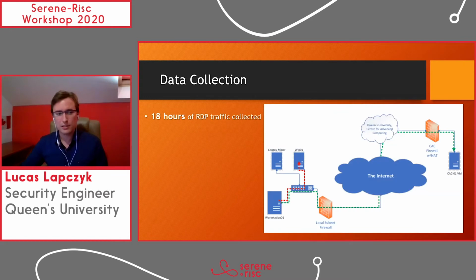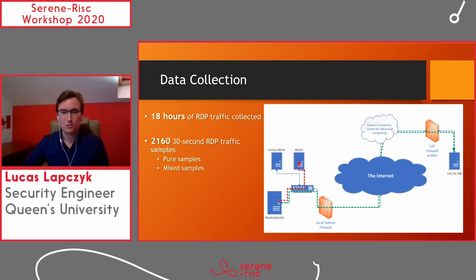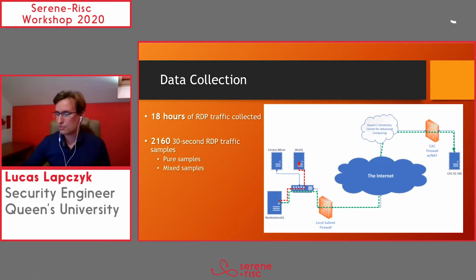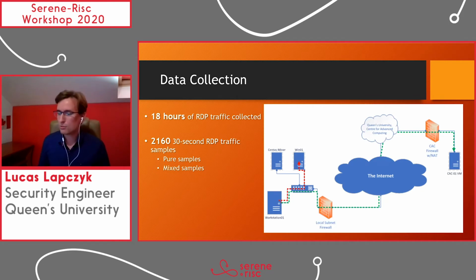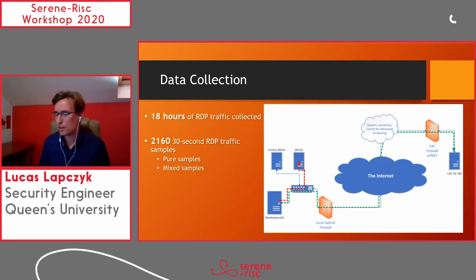For our study, we collected 18 hours of Remote Desktop Protocol traffic, which translates into 2,160 30-second traffic samples. Those samples included pure samples where there was only one activity in each sample. For example, there was only a file download, or the user was just typing some text in a text editor. But there were also mixed samples, so the user could be watching a video, downloading a file, and typing at the same time. With mixed samples, we went up to 4 simultaneous activities.